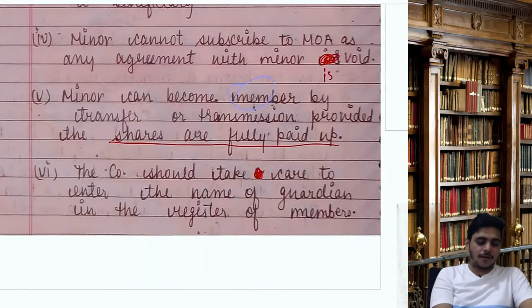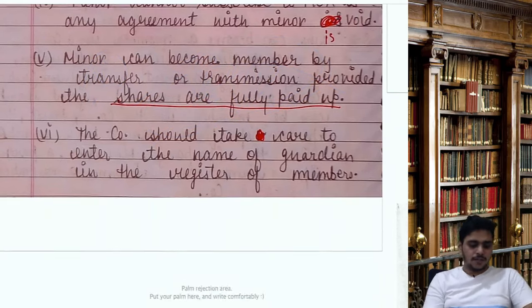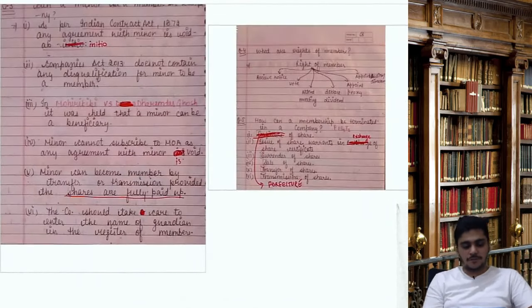A minor can become a member by what? By transfer or transmission, provided the shares are fully paid up. Very important line. A minor can become a member by way of transfer or transmission, provided the shares are fully paid up. The company should take care to enter the name of the guardian in the register of members.